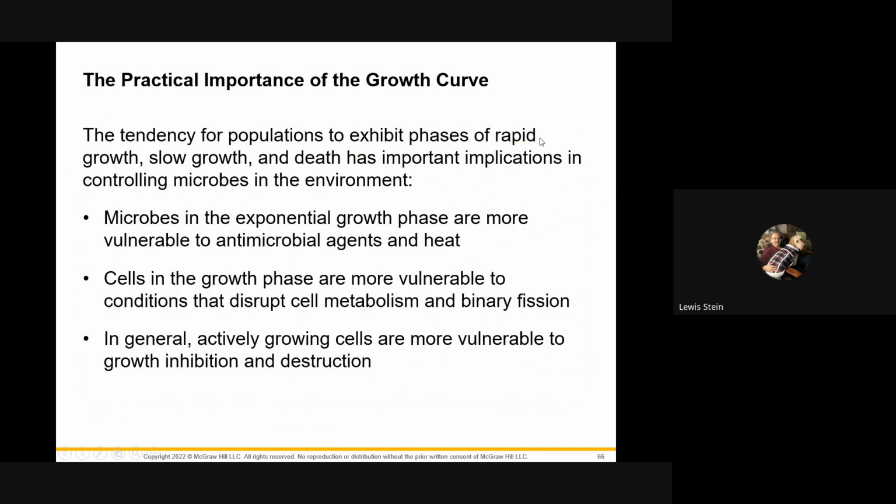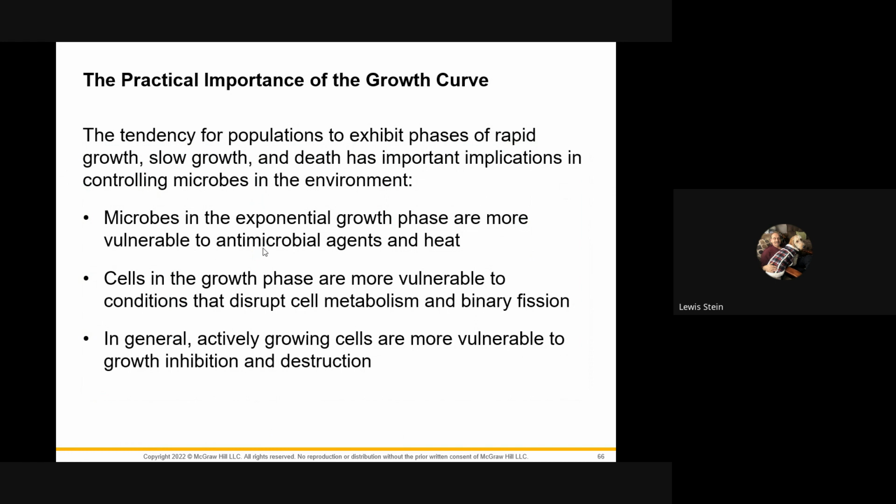So, bacteria exhibit phases of rapid growth, slow growth, and death. Microbes in exponential phase are more vulnerable to antimicrobials and heat. Treat infections early. Medically, early identification and treatment is the single most important thing. Sometimes you have to respond aggressively. I'd rather do something, though some things it's okay to do nothing.